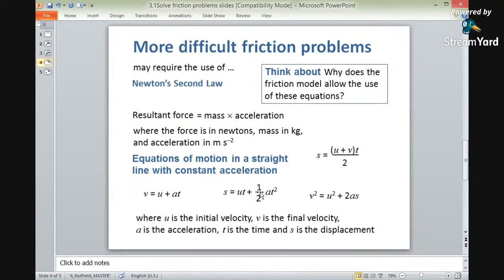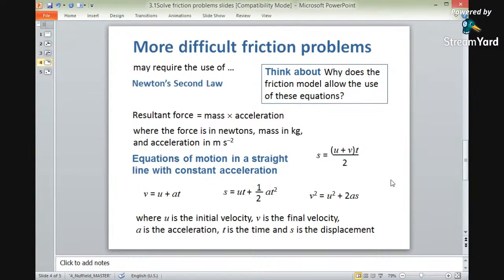S is equal to ut plus half at square, and v square is equal to u square plus 2as. These are the equations of motion in a straight line with constant acceleration, where u is the initial velocity, v is the final velocity, a stands for acceleration, t stands for time, and s stands for displacement. With the help of this concept, we will solve the problem.